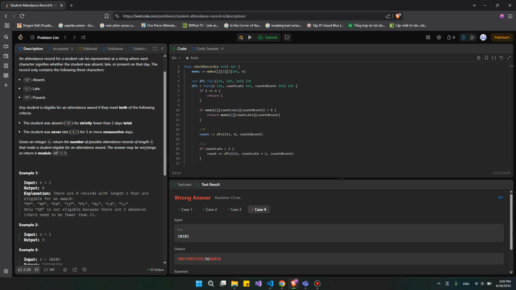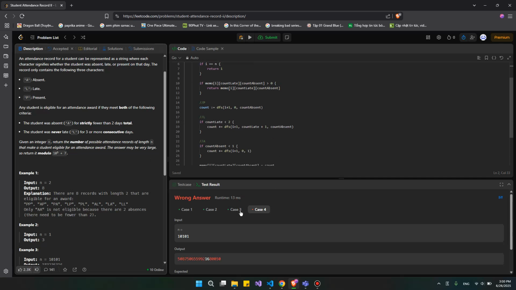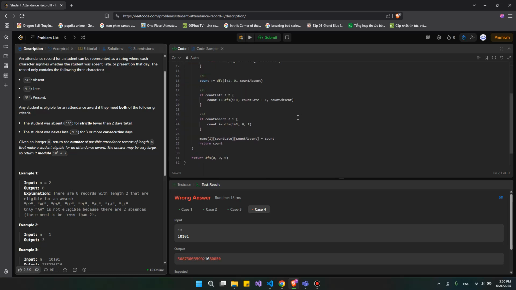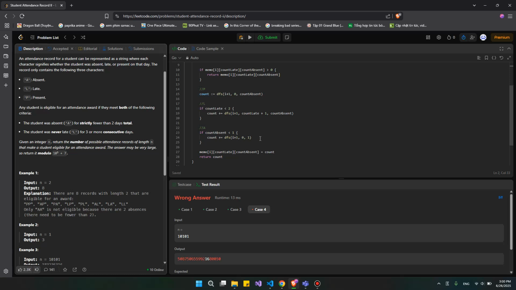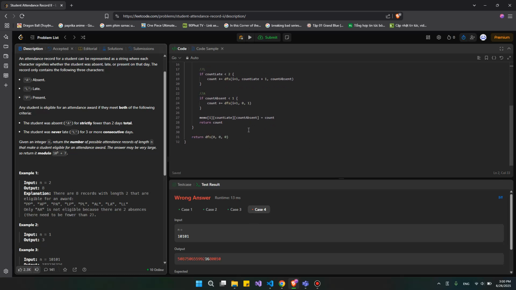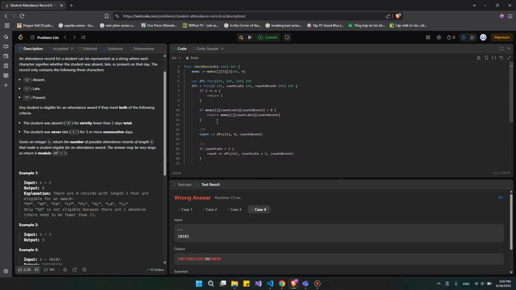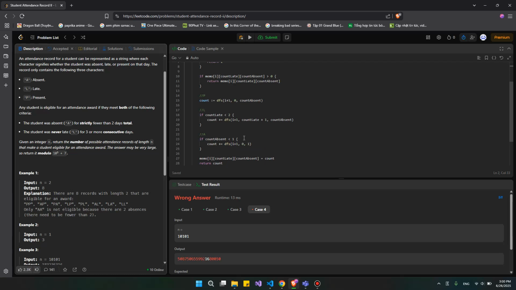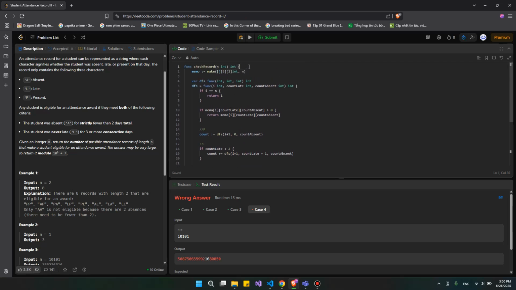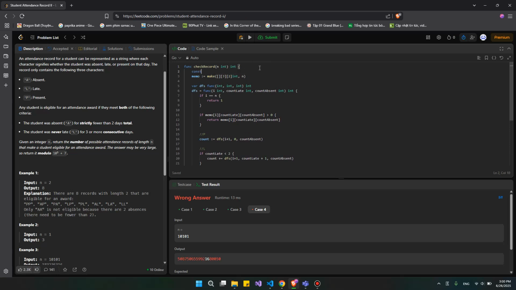10 to the 9 plus 7 here. But at least we know we don't get a time limit and it can work, right? So to finish it, we need to use modulo.